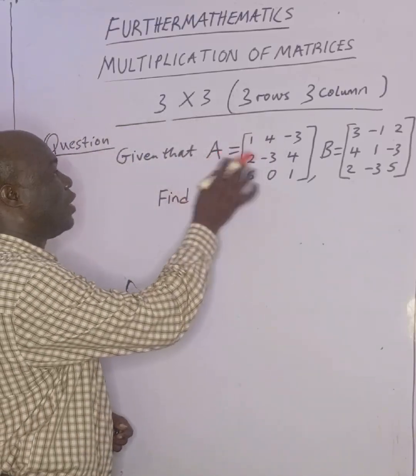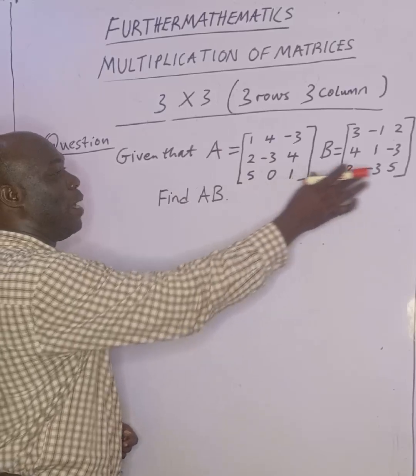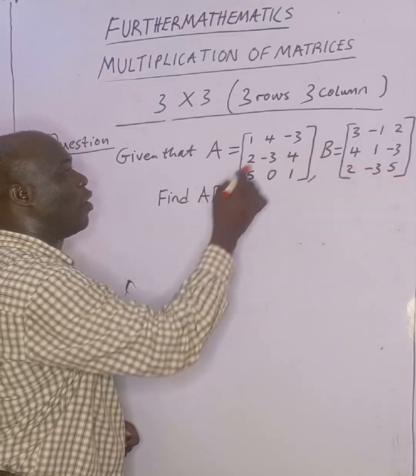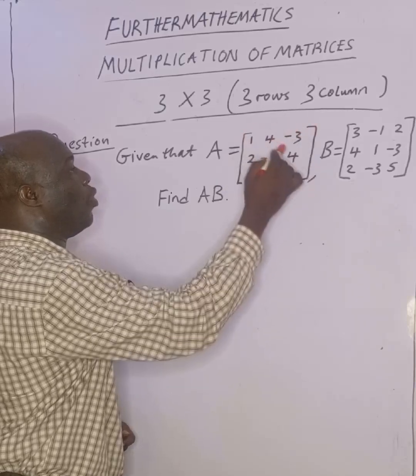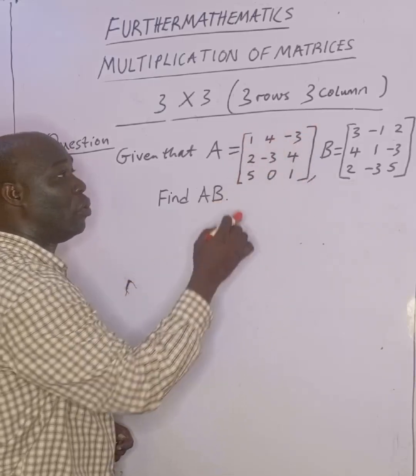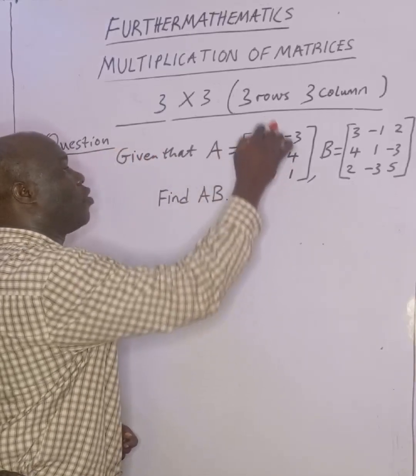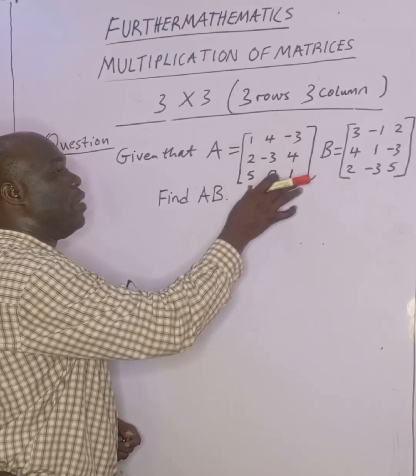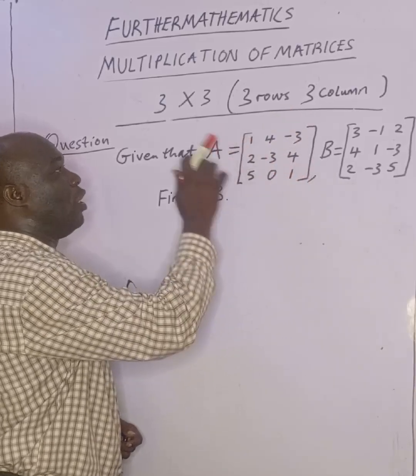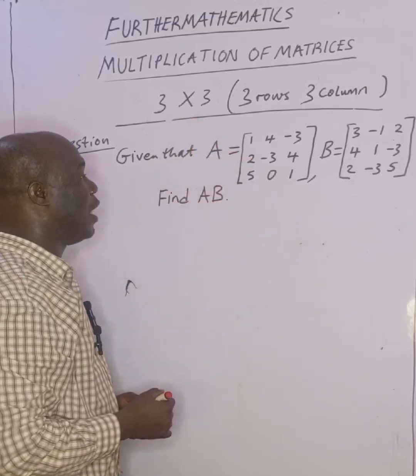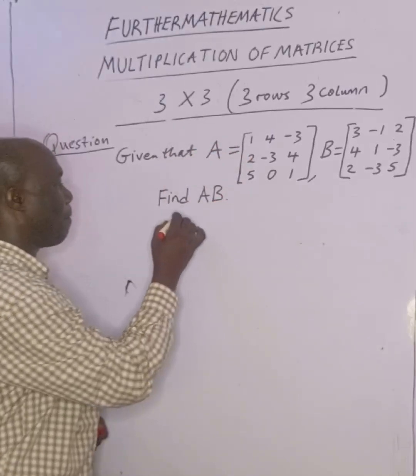You have been given matrix A to be this and matrix B to be this. When you look at it, see one row, second row, third row, meaning 3 rows. Look at 1 column, 2 column, 3 column, meaning 3 columns. So that's why we call it 3 by 3. All right, so let's try and solve now.